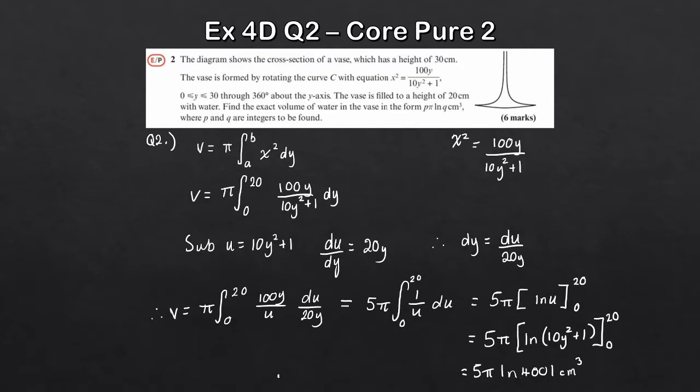So do it over here. So what have we got? p is 5, and then q is 4001. Okay, and there we have it.